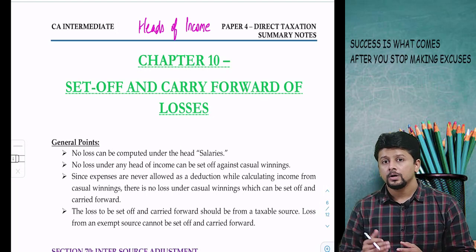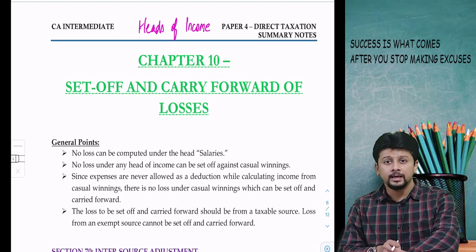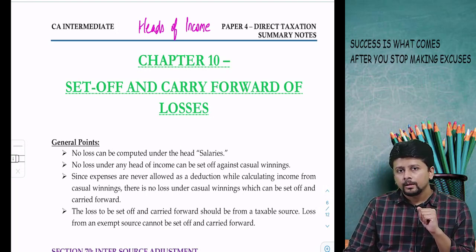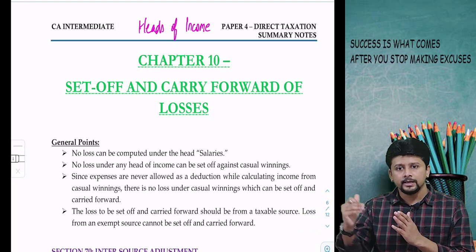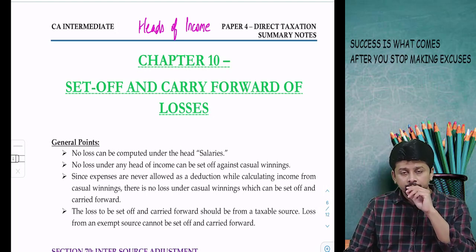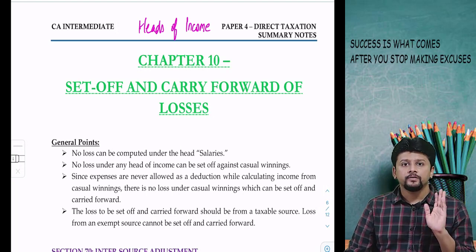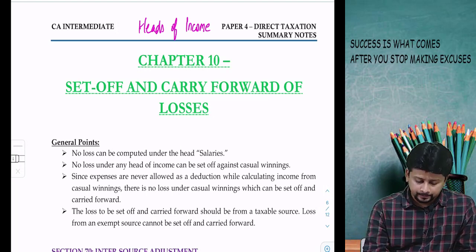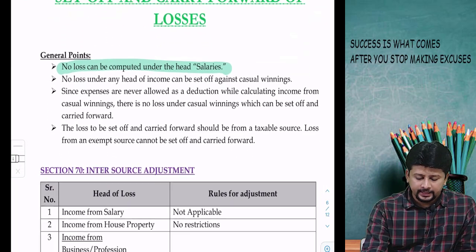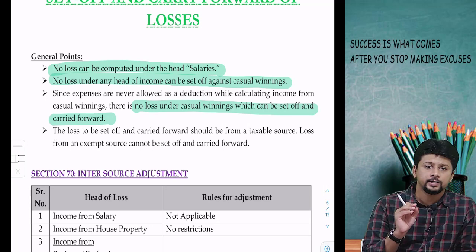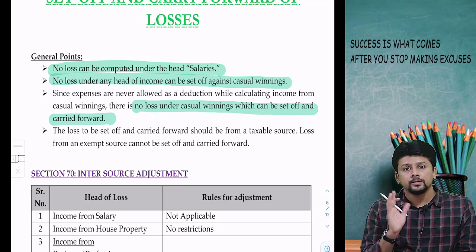Second point, when you earn winnings income: lottery, puzzles, games, gambling, betting, casual winnings. In case of casual winnings, expenses are never allowed as a deduction. So if you win, you have a profit, you have a positive answer in calculation. If you don't win, expenses never getting allowed as a deduction, your calculation will give you zero income. So there will never be a loss in casual winnings. Third rule, you cannot set off any loss against casual winnings. No loss can be computed under the head salary. There is no loss under casual winnings which can be set off and carried forward, and no loss under any head can be set off against casual winnings. These are three general rules that you can keep in mind before you even start studying the provisions.